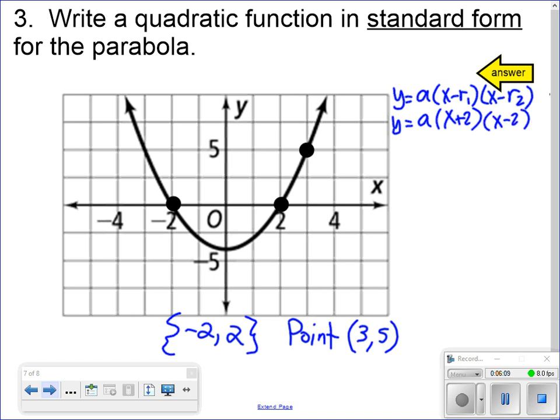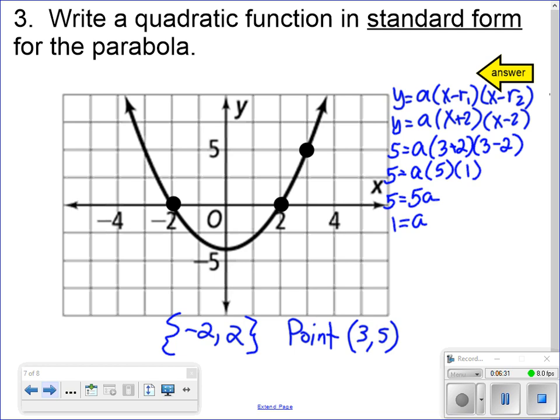Remember that I still need to solve for a, so I'm going to plug in my other point. So in this case, (3, 5). 5 is the y, 3 is the x. I get 5 equals a times 5 times 1. So that's 5 equals 5a. So a is equal to 1.